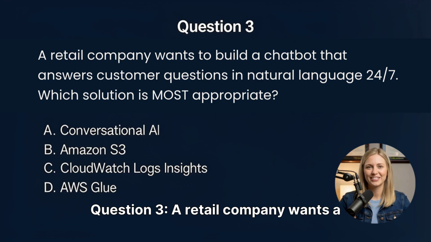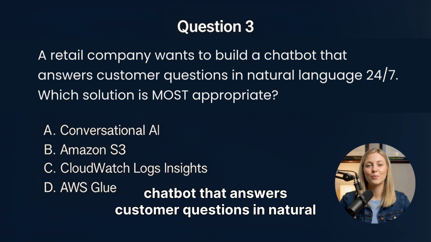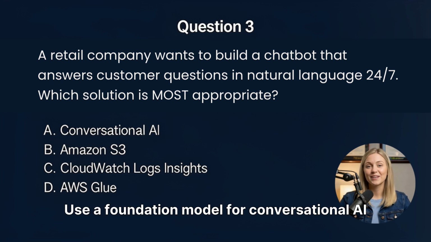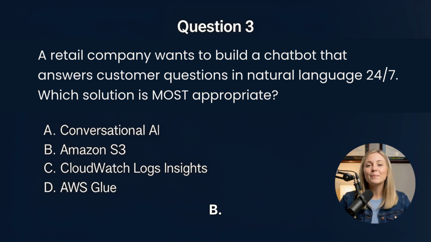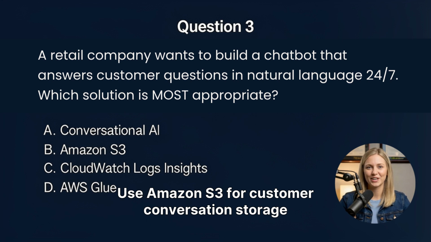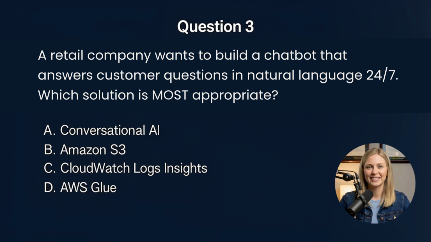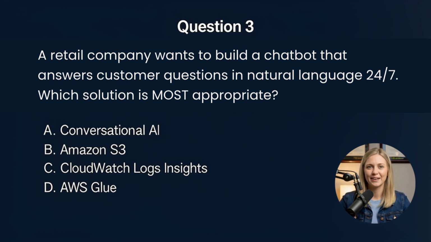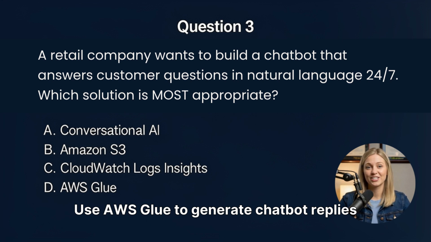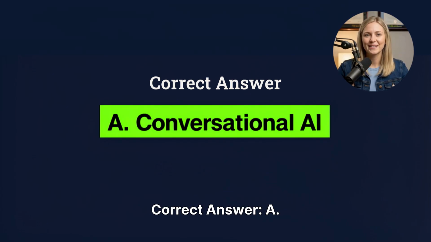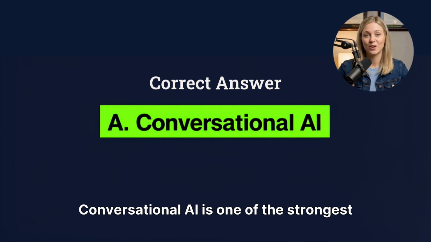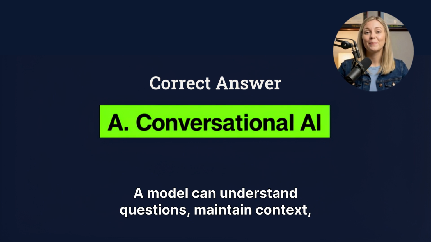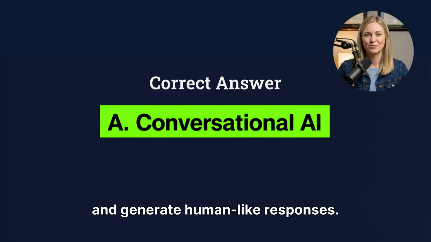Question 3. A retail company wants a chatbot that answers customer questions in natural language. What's the best solution? A. Use a foundation model for conversational AI. B. Use Amazon S3 for customer conversation storage. C. Use Amazon CloudWatch Logs Insights for responses. D. Use AWS Glue to generate chatbot replies. Correct answer, A. Conversational AI is one of the strongest foundation model applications. A model can understand questions, maintain context, and generate human-like responses.